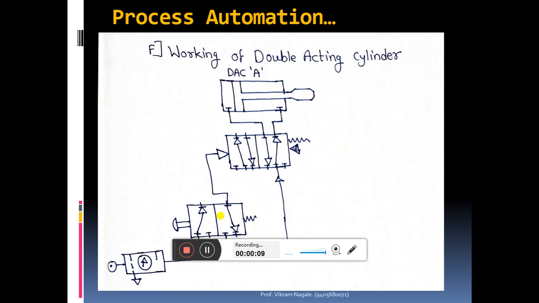In the last session, we discussed the working of the double acting cylinder with this single sided 5 by 2 air operated valve.